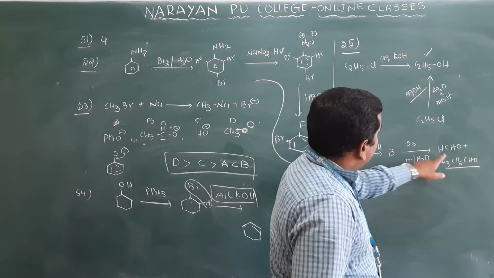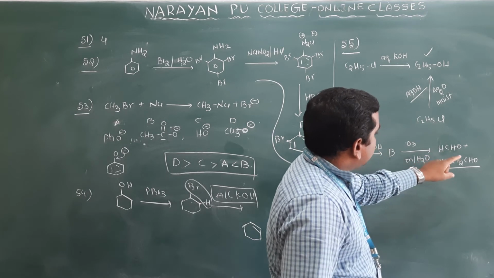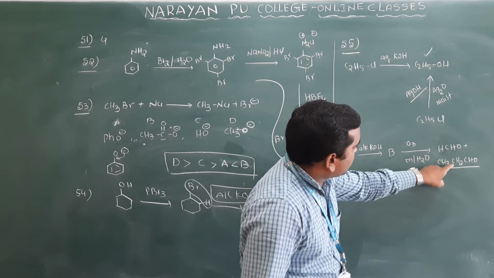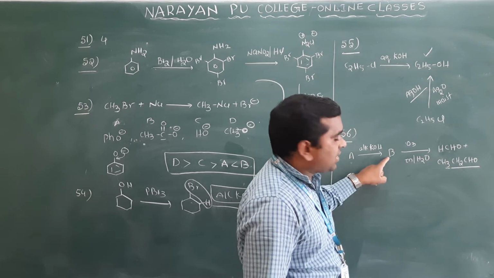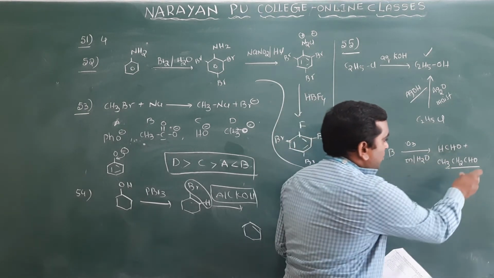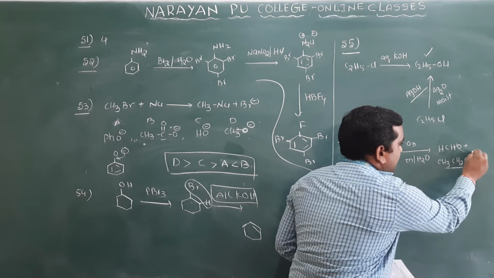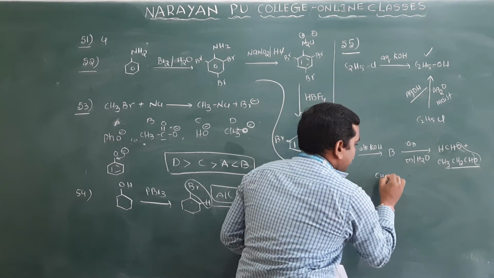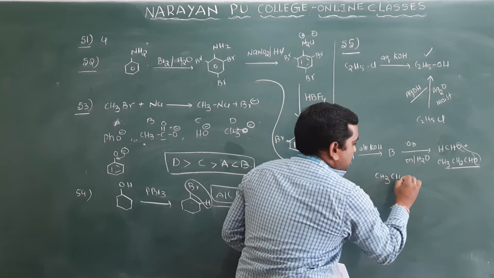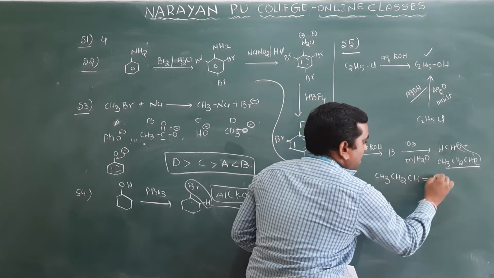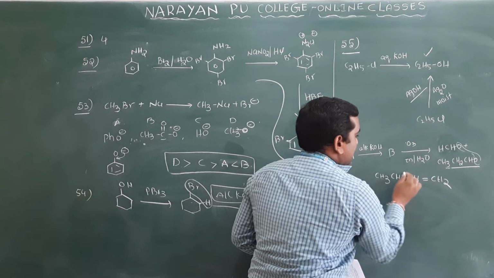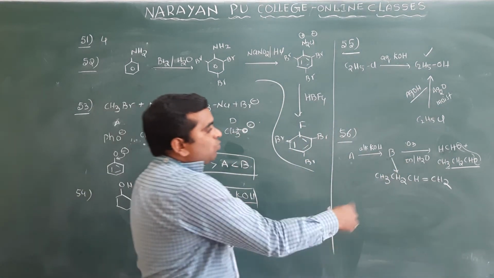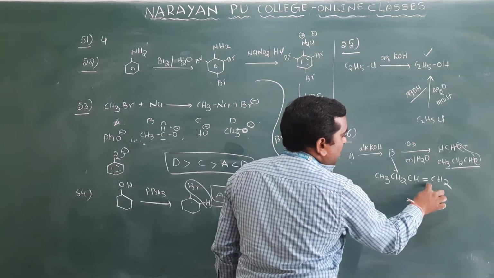I already mentioned in the class, whenever the ozonolysis products are given, how do you write the reactant? What you have to do is remove the oxygens and connect these two carbons with a double bond. Then what you will get? B here is CH3CH2CH double bond CH2. Then you have to get the double bond.